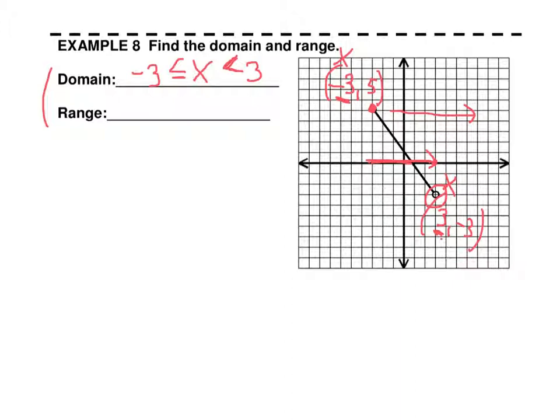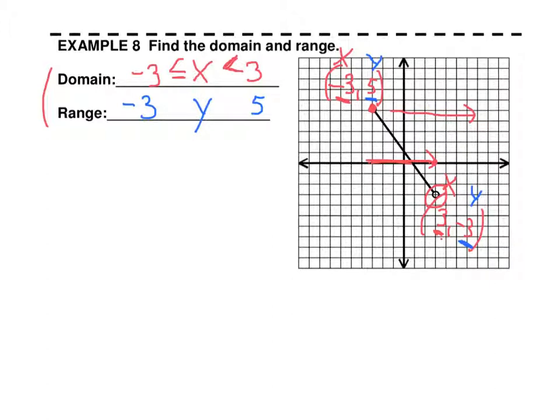So range is going to be your y values. Remember, this is a y. So your y is 5 and your y is negative 3. So you can start with the lower value first. So negative 3 is smaller. So I'll put the negative 3 here. And then there's your 5. So I put the 5 there. And your y value is in between those.